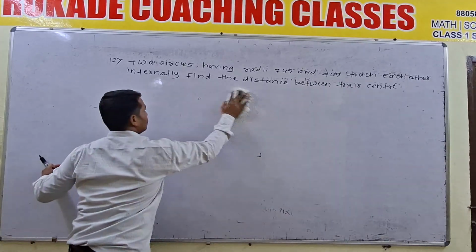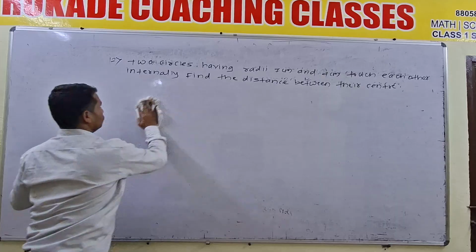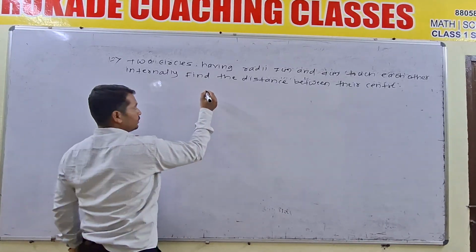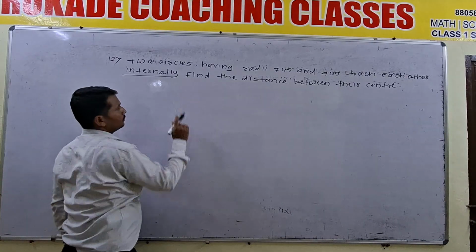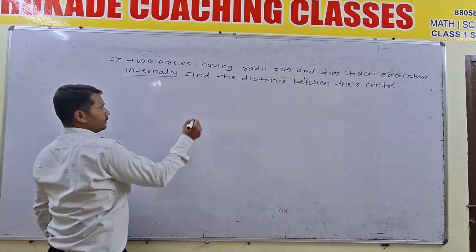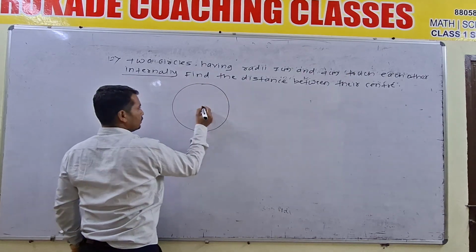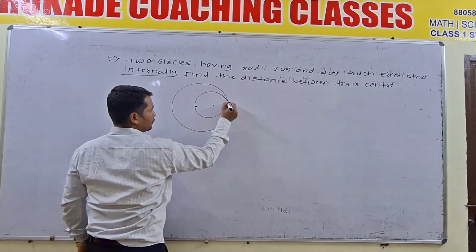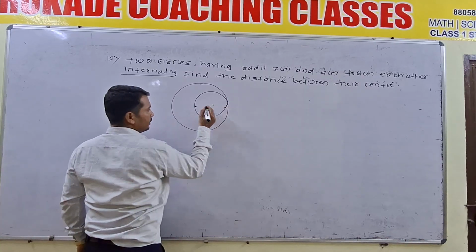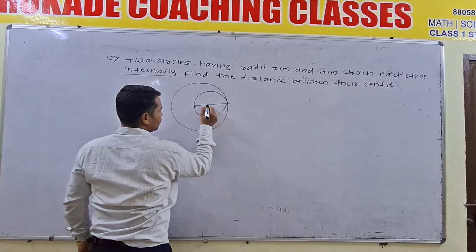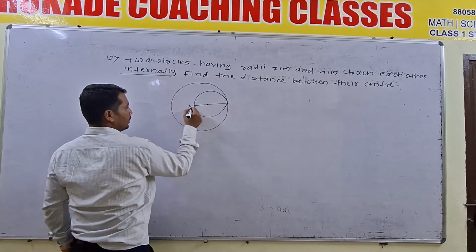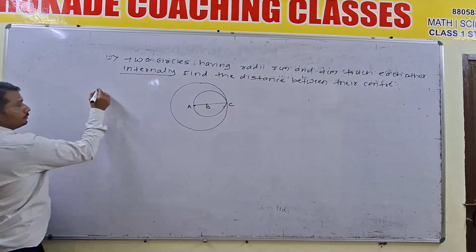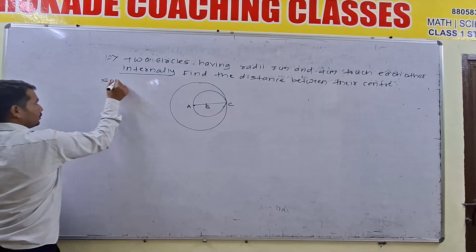Now, so two circles having radius 7 centimeter and 4 centimeter. So there are two circles. They touch each other internally. So look at also. There is a center of the first circle, and there is a center of the second circle. So they touch each other internally. Internally means subtraction. Example: A, B, and C. We also know that. So write down the solution.